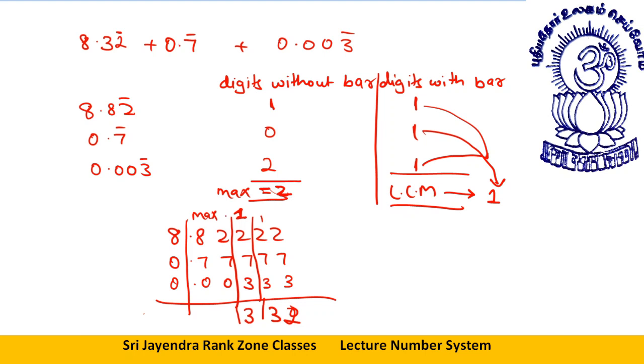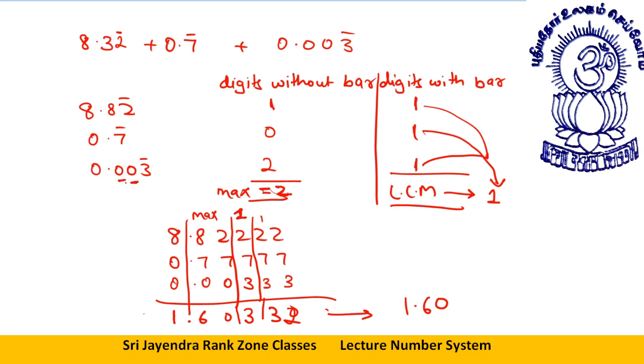Now you get 1 carry. This is 0. 1 plus 2 plus 7, again a 1 over here. This is 6, a 1 over here. So what does it become now? It becomes 1.60. This 6 and 0 without bar. Why?